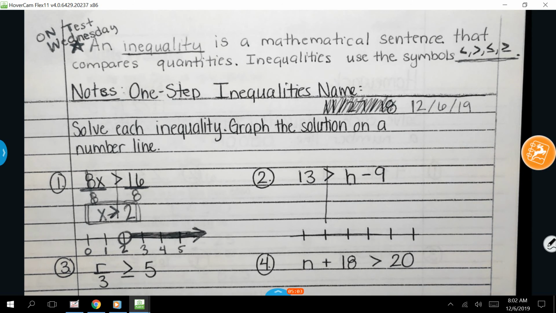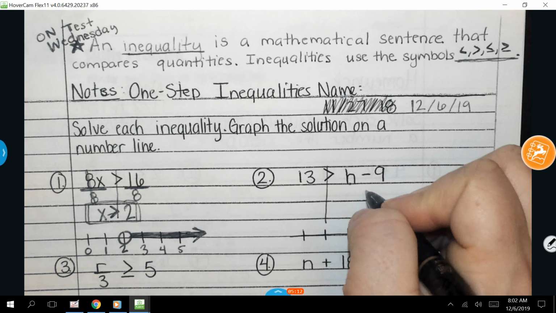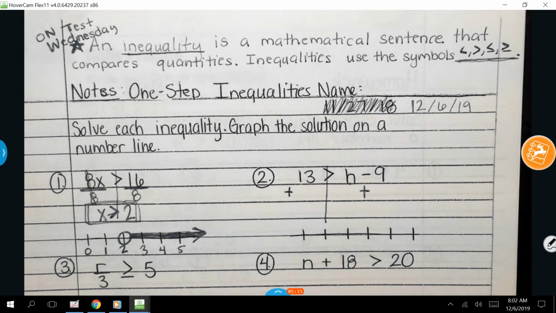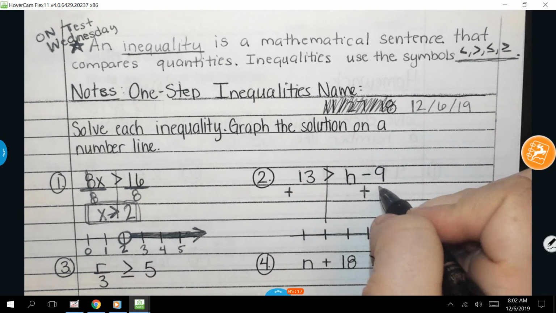Right now on number 2, what operation is happening on number 2? Sheldon? Subtraction. So what's the opposite? Addition. So I'm going to add on both sides here. Sheldon, what number do I add? 9, because that's what's next to my letter.